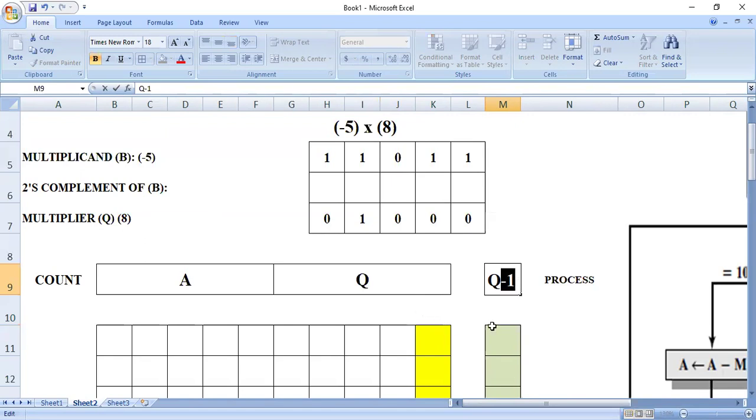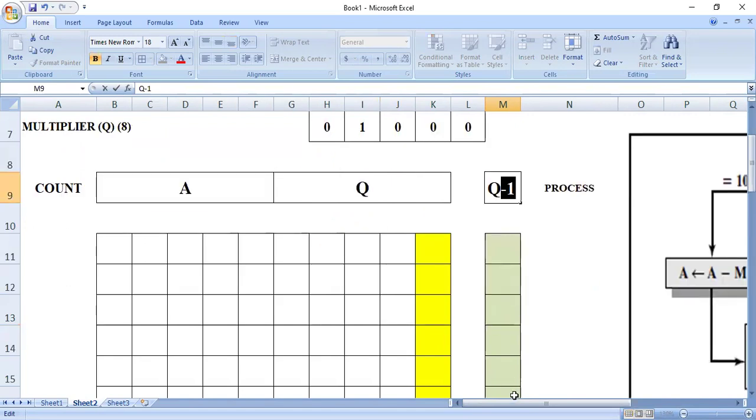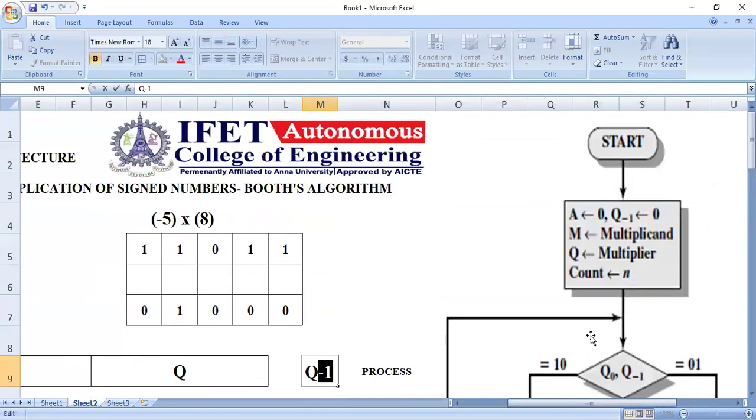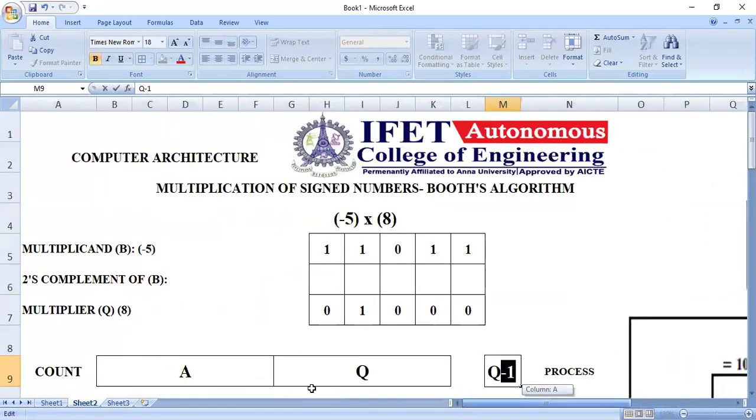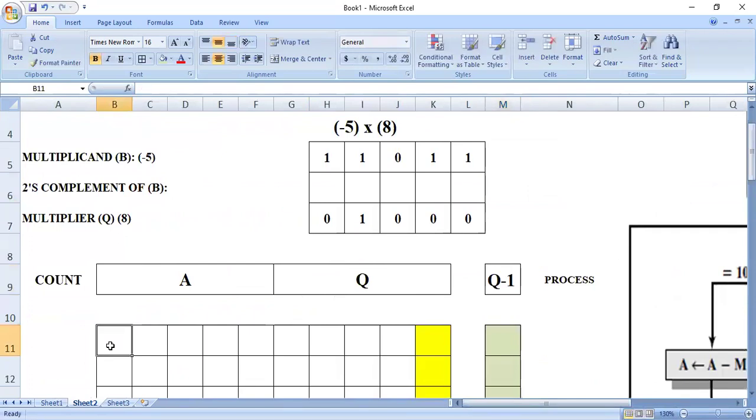So this is Q minus 1. This entire thing will be Q minus 1. During the initialization process, all the accumulated bits should be 0. So all should be 0: 0, 0, 0, 0, 0.